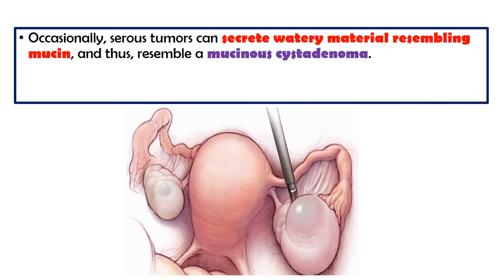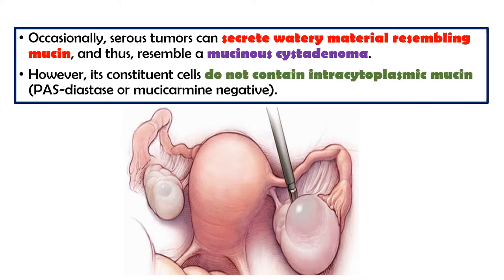Occasionally, serous tumors can secrete watery material resembling mucin and thus resemble a mucinous cystadenoma. However, its constituent cells do not contain intracytoplasmic mucin; periodic acid-Schiff with diastase and mucicarmine are negative.